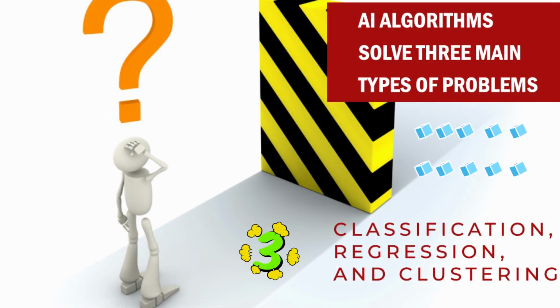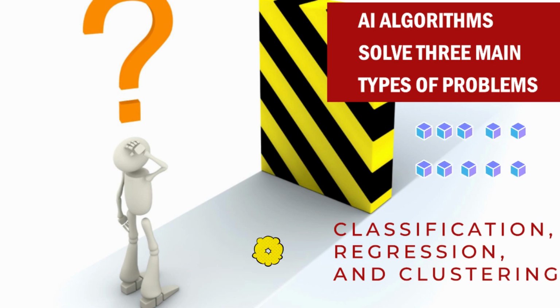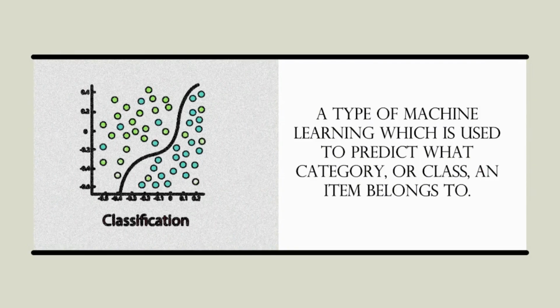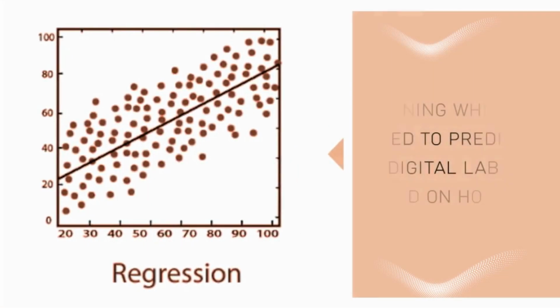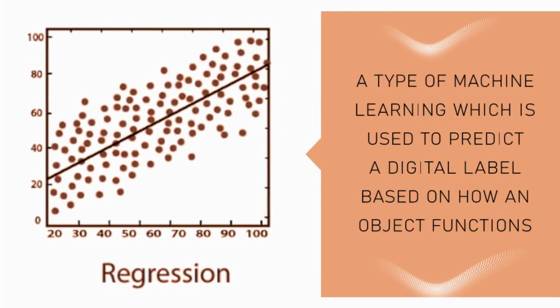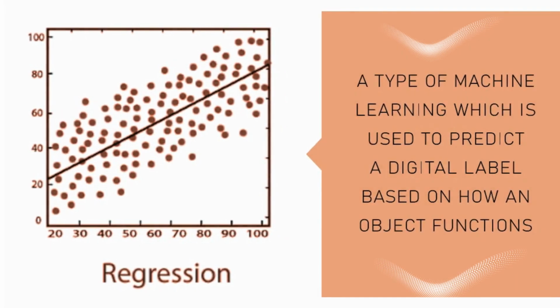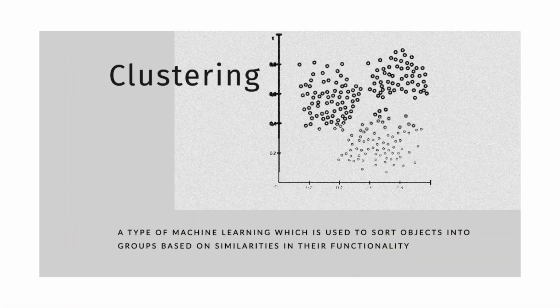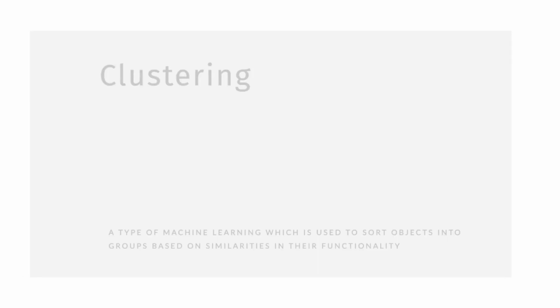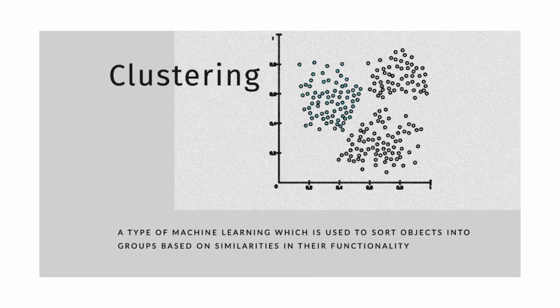The types of problems that AI algorithms solve can be divided into three broad categories: classification, regression, and clustering. Classification means a type of machine learning which is used to predict what category, or class, an item belongs to. Regression means a type of machine learning which is used to predict a digital label based on how an object functions. Clustering means a type of machine learning which is used to sort objects into groups based on similarities in their functionality.